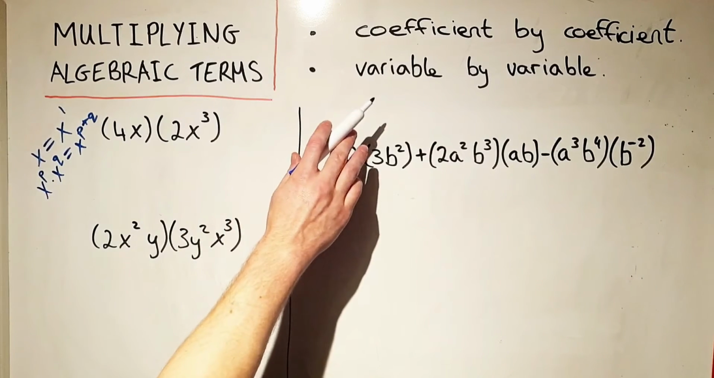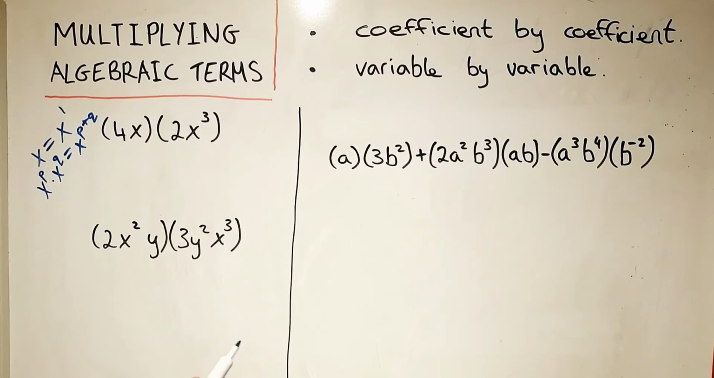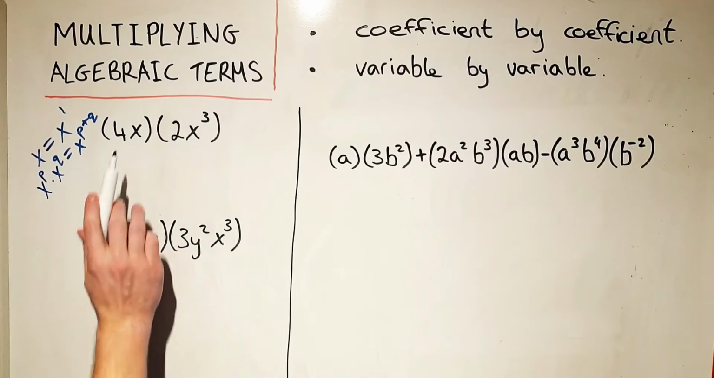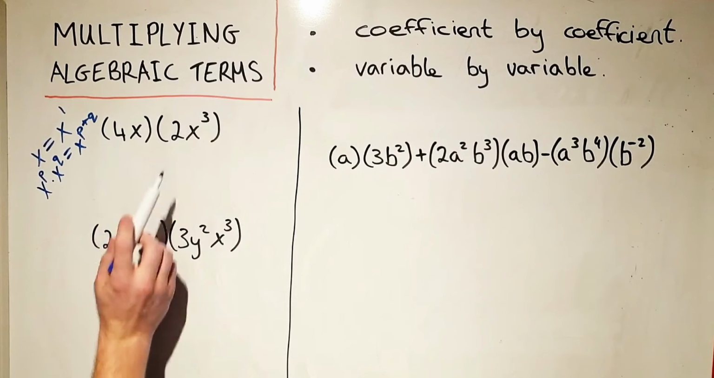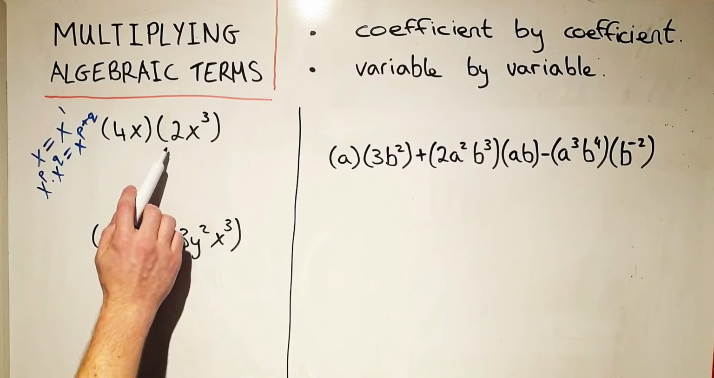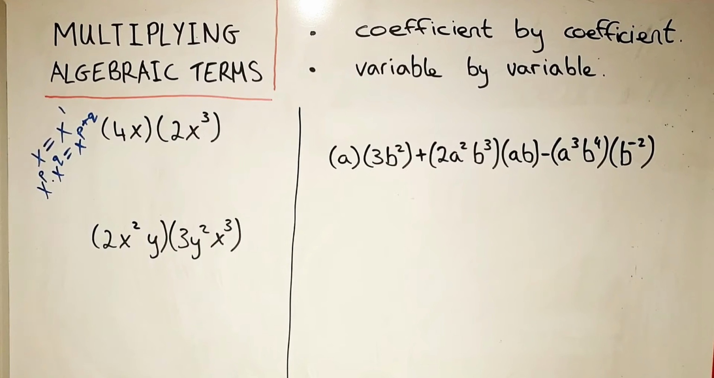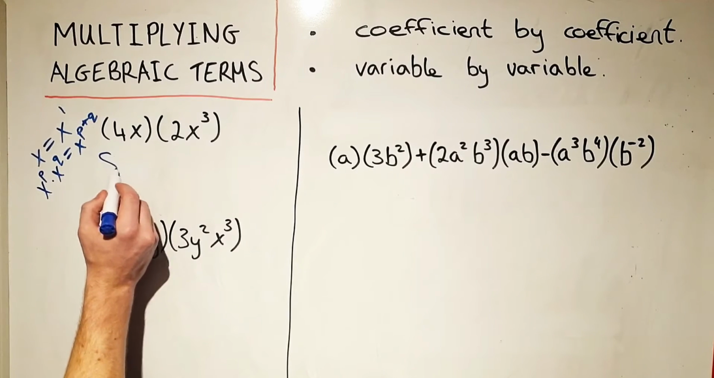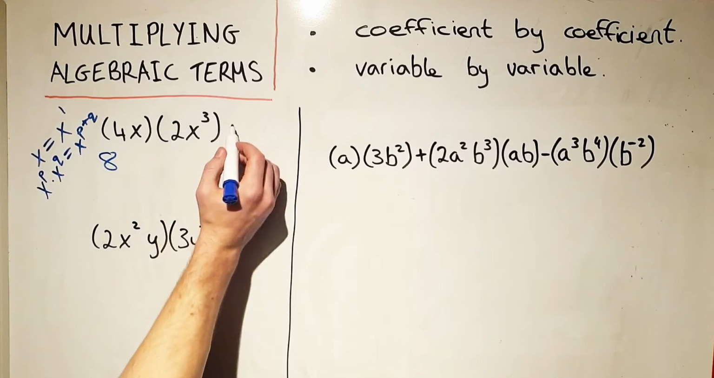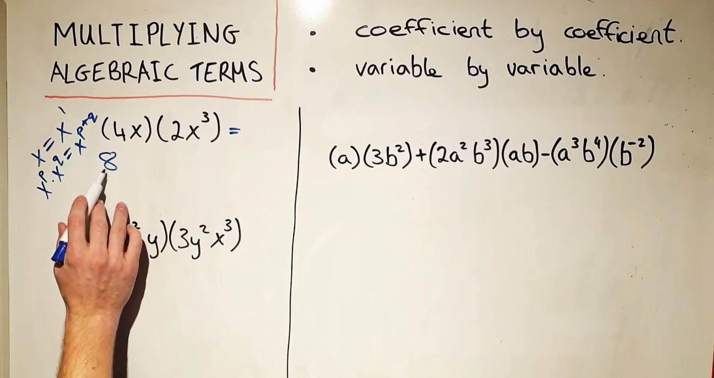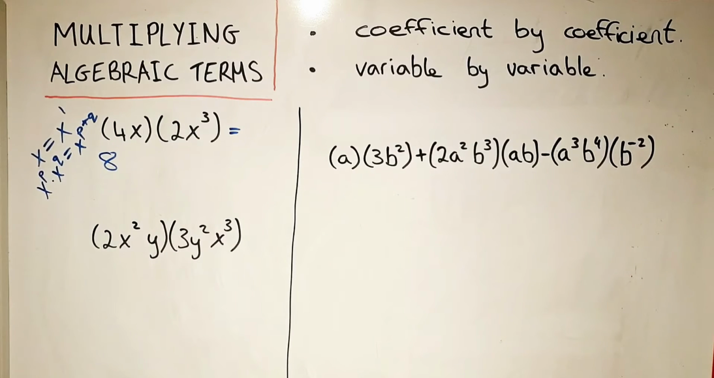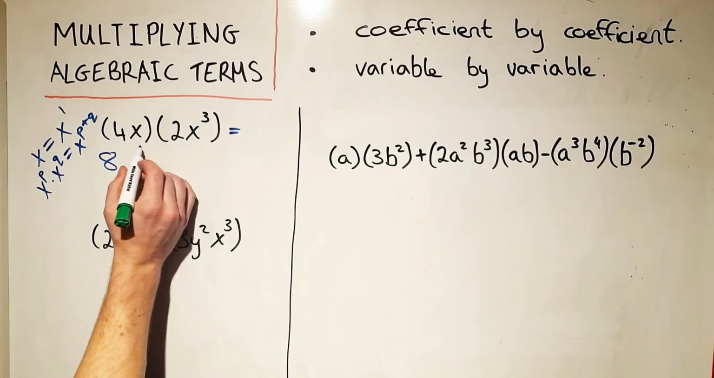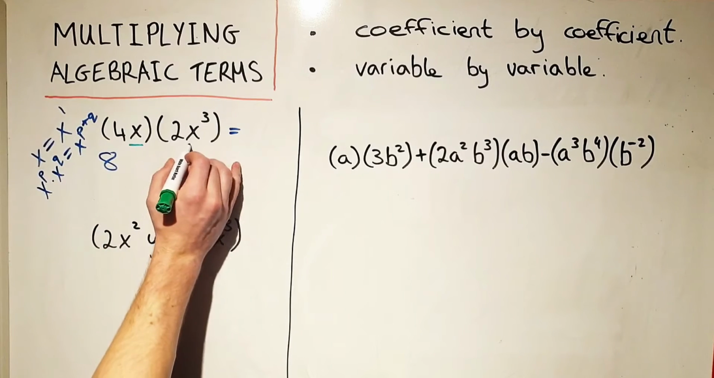Going over our two rules, we have coefficient by coefficient. We have our coefficient here and our coefficient here. Multiplying the two terms, 4 by 2 gives us 8, and then we're going to multiply the variable and the variable.